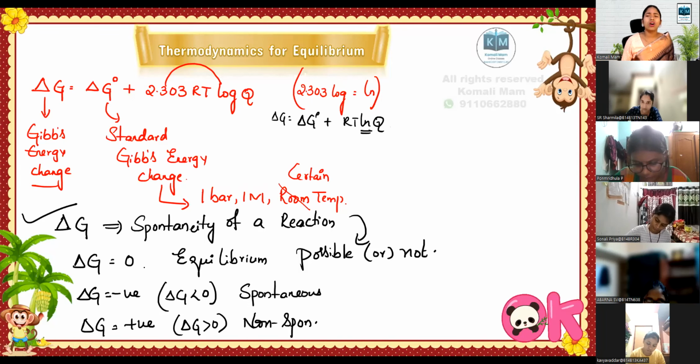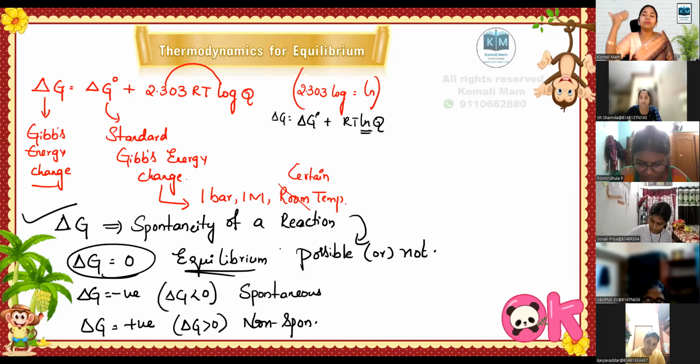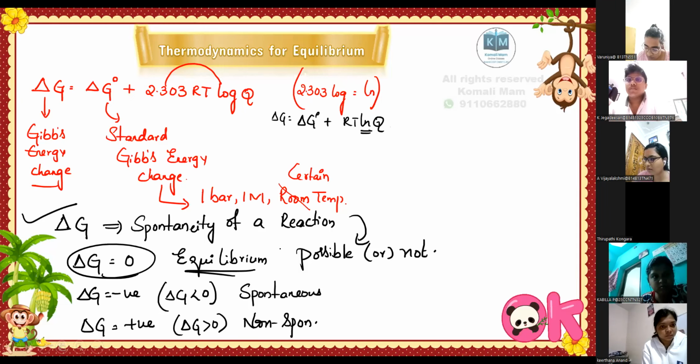Here we don't want all this. We want only delta G equal to 0, because we are talking about equilibrium. So what you have to substitute is delta G equal to 0. Okay. Now, let us see.